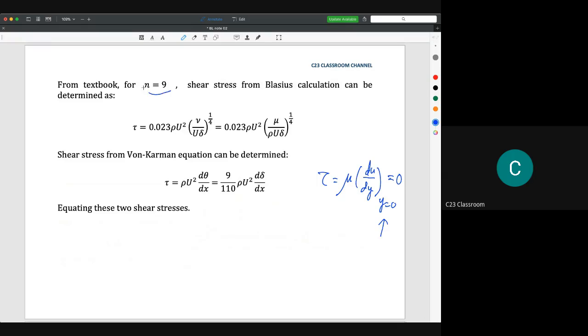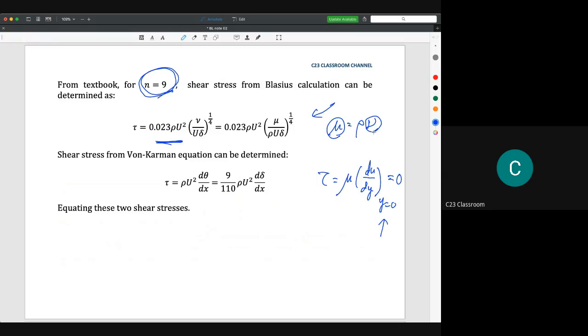So we will take the value of shear stress according to the Blasius calculation. Normally it will be given in a question. So let's say for n equal to 9, the value of tau is given like this one, 0.023. Sometimes it will give you nu over U delta, or sometimes mu over rho U delta. You must be alert that mu is actually equal to rho times nu, where mu here is the dynamic viscosity and nu here is the kinematic viscosity.